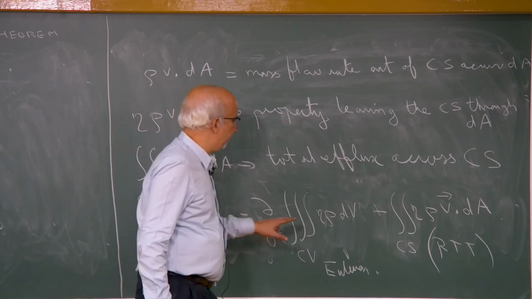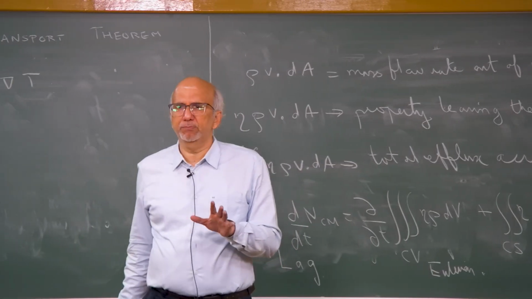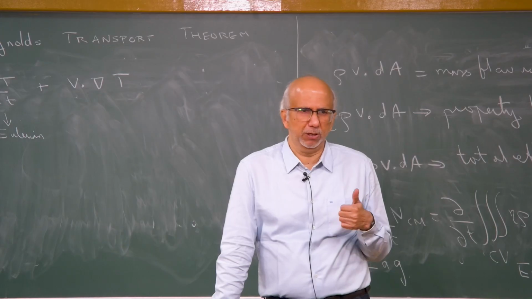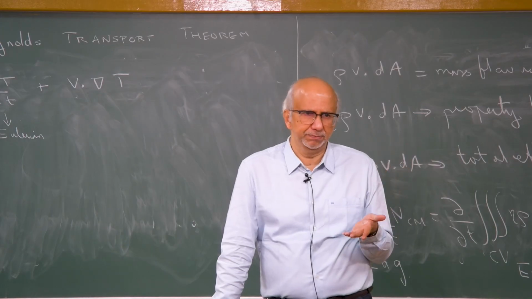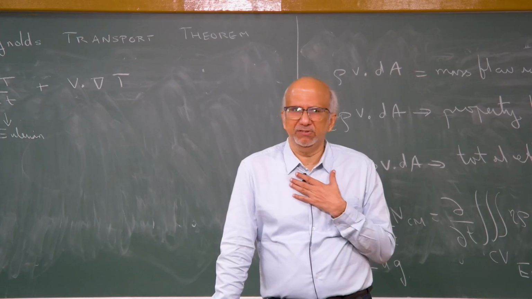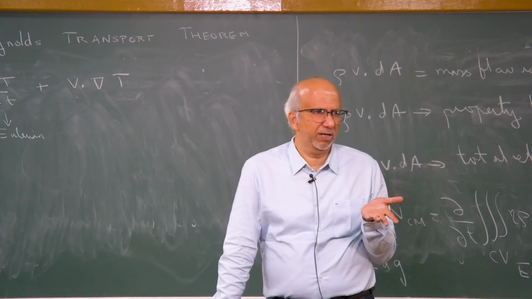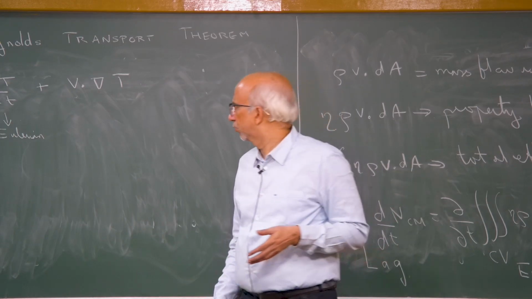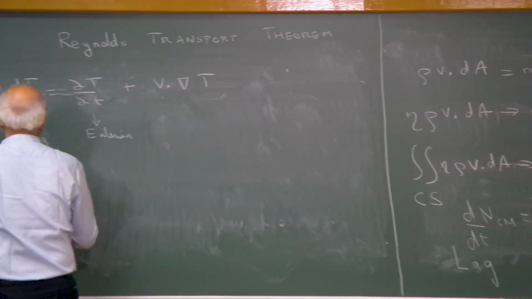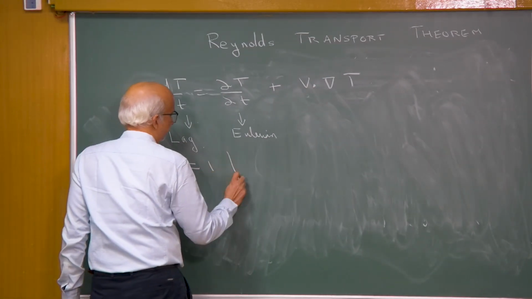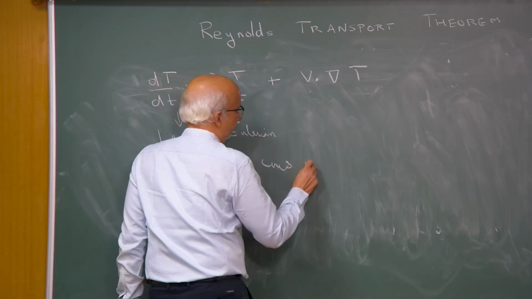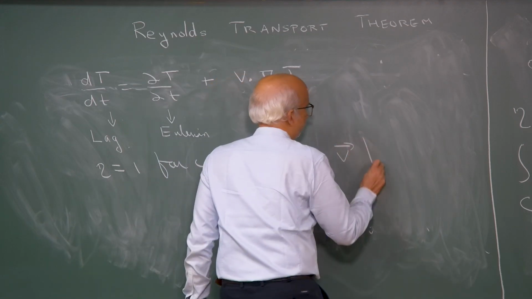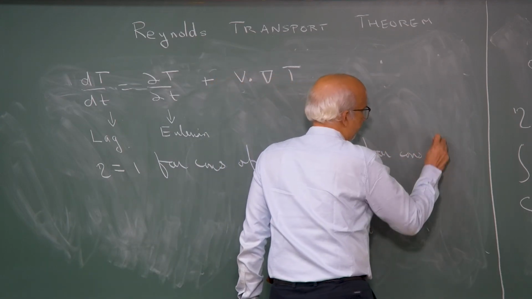So, this eta, supposing I am interested in conservation of mass, what will eta be? Eta will be 1 because it is mass per unit mass. Supposing I am interested in conservation of momentum, then wherever eta is there, I will put momentum per unit mass which is velocity. So, basically I am saying eta is 1 for conservation of mass, it is velocity for conservation of momentum.